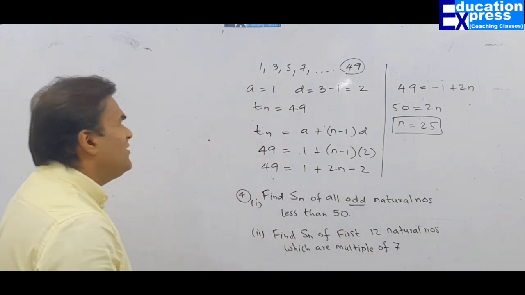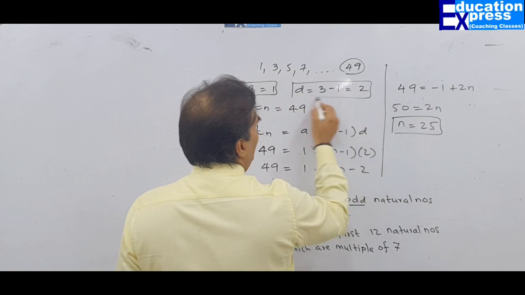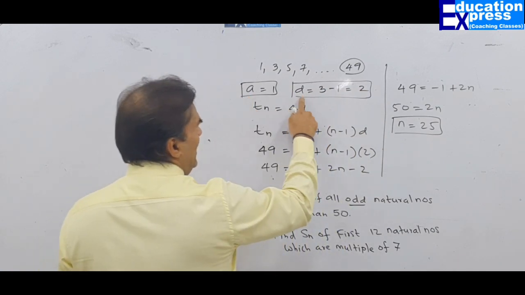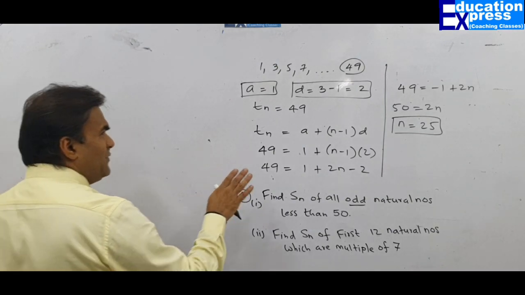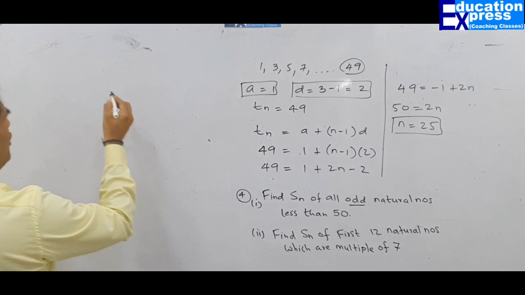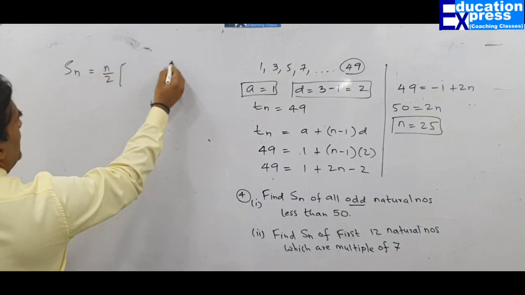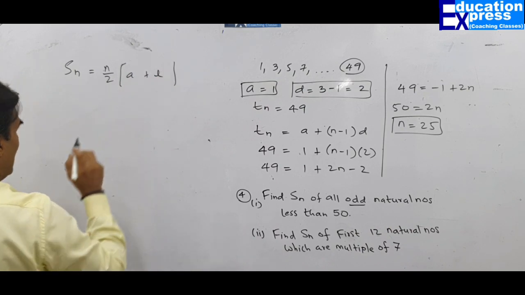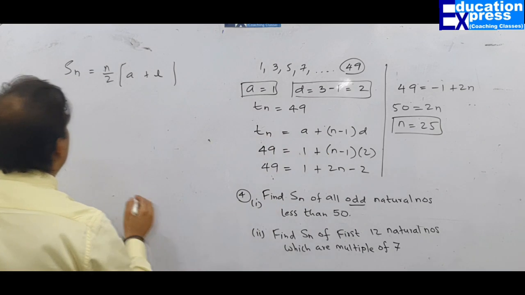Hey guys, once we get the value of n, A is available, D is available. Three parameters are needed: A, D and n. Automatically you get the answer. Since for this sum the first and the last term are available, you can even use the shortcut formula. Sn equals n upon 2 times A plus l. What is n? We already found out n is 25.